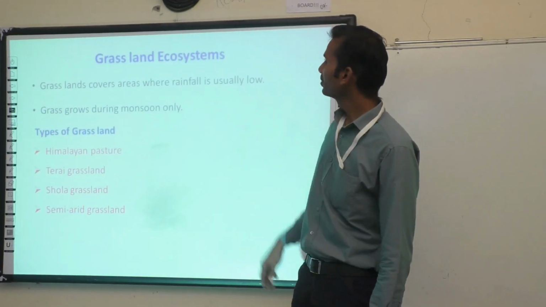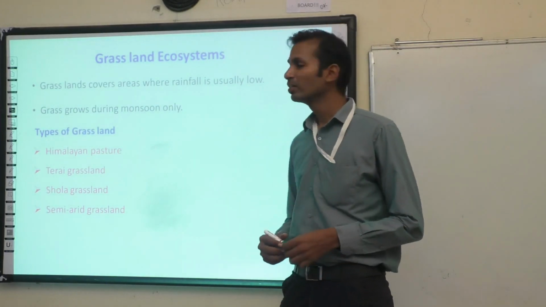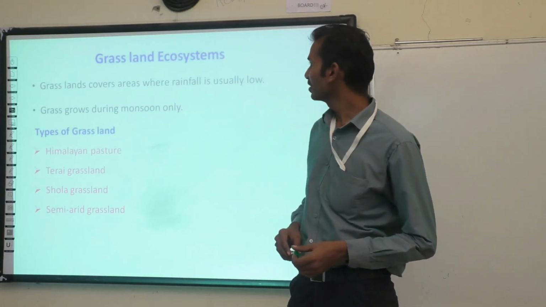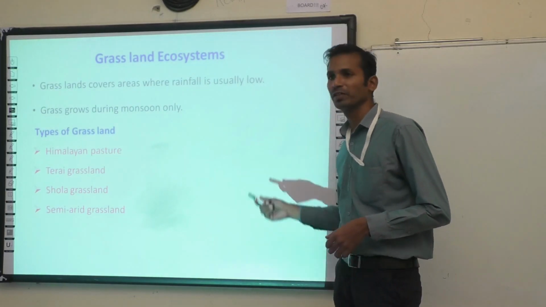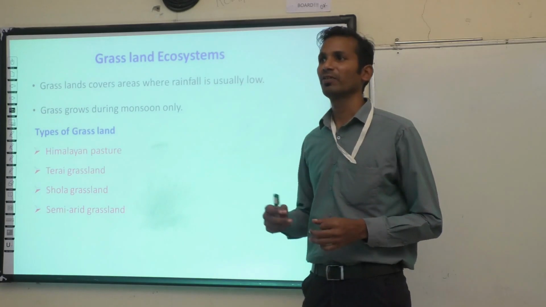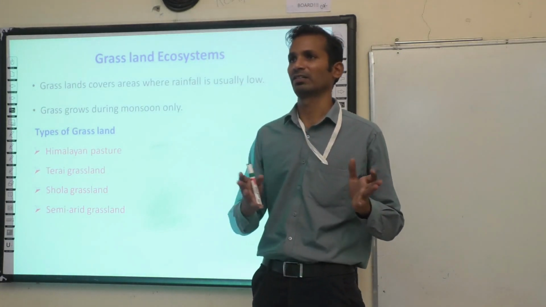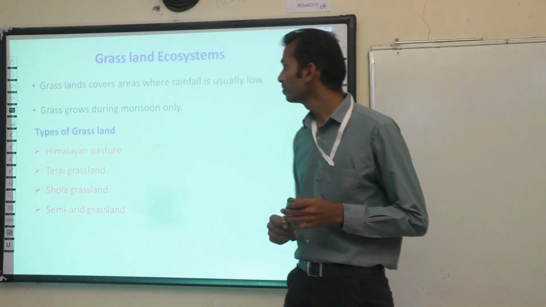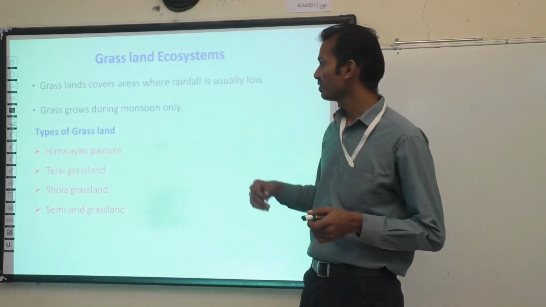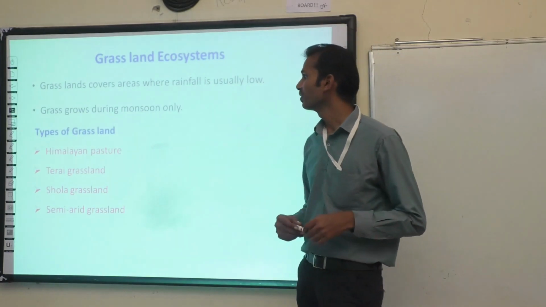So next we are going to see the grassland ecosystem. This grassland covers the area where rainfall is usually low. If rainfall is high, there will be trees and all. Where the rainfall is very low or seasonal, these kinds of grass will grow in those areas, and it is called a grassland ecosystem.